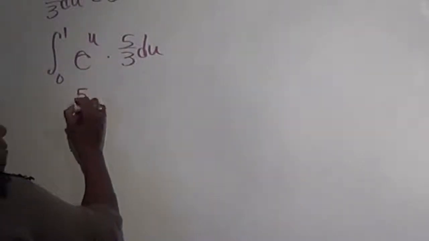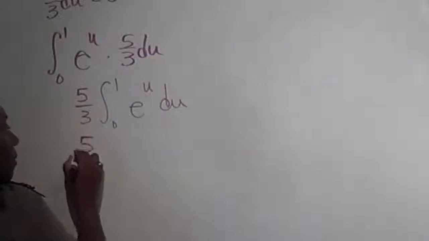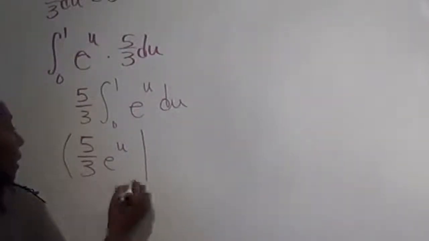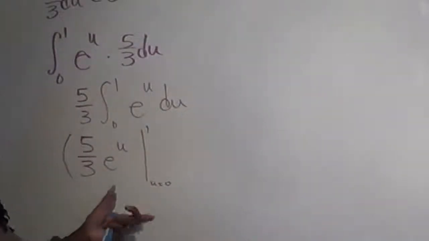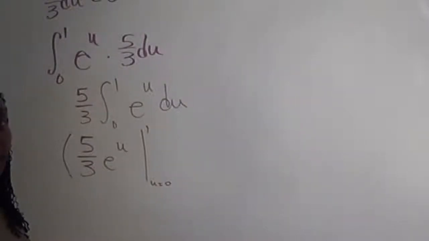Okay. From here, I'm going to go ahead and rewrite it. So I'm looking at 5/3 times the integral from 0 to 1 of e to the u du. And then I'm going to take the antiderivative, which means I'm going to evaluate this from u equals 0 to u equals 1. And notice here, I do actually mean u equals. I don't have to go back and plug in for x because I've made the substitution everywhere.